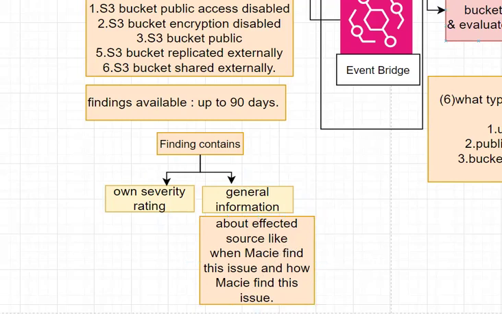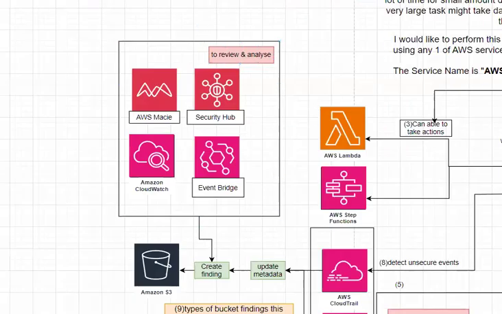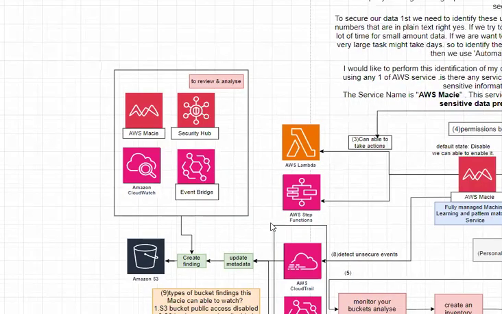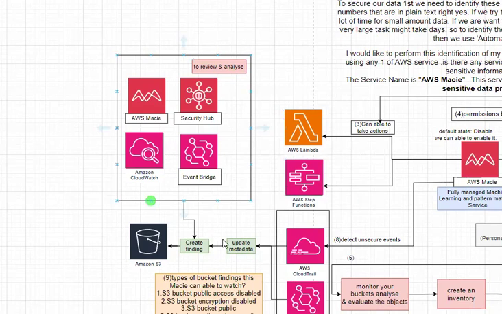To review and analyze these findings, we have these services available in AWS. We can review and analyze them using Macie, Security Hub, Amazon CloudWatch, or EventBridge. By using these services, we can analyze and review the findings generated by AWS Macie.